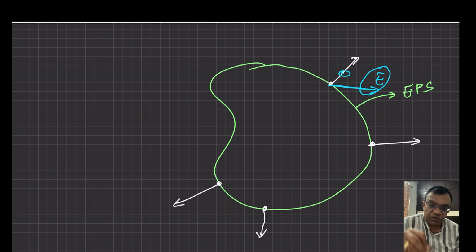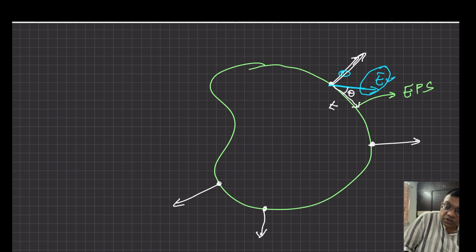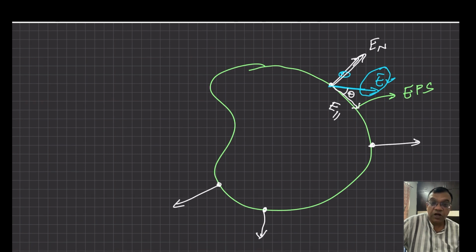Let us say it is in this direction. Then we'll prove whether it is possible or not. So let us assume it is in this direction. Then I can resolve this electric field into 2 components. Say this is theta: one is E cos theta, one is E sin theta. One component along the surface and one component along the normal to the surface.